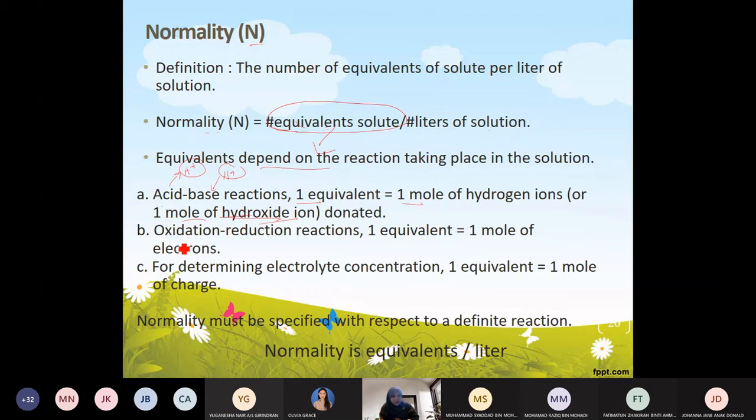So the next type of reaction is redox reaction, oxidation-reduction reaction. So equivalent will depend on the moles of electrons taking place in this redox reaction. And then the third type of reaction is electrolyte concentration, so one equivalent will be equal to a mole of charge. So let us look in detail at each of these reactions.